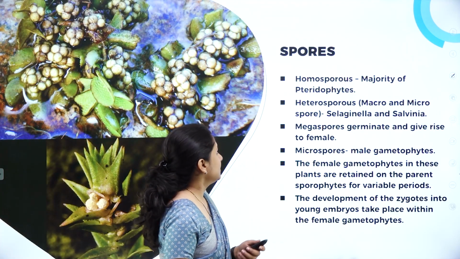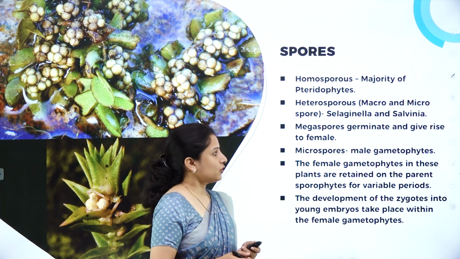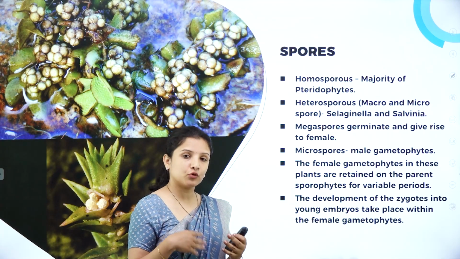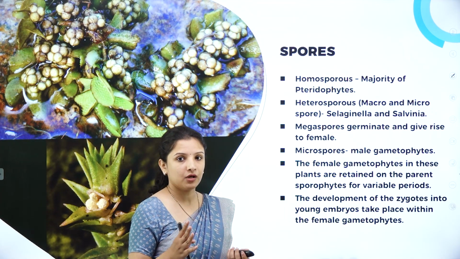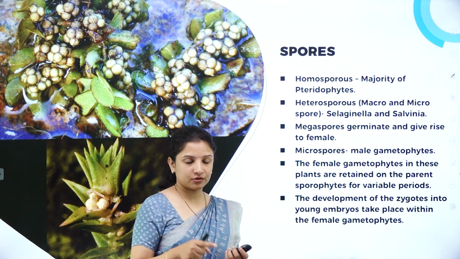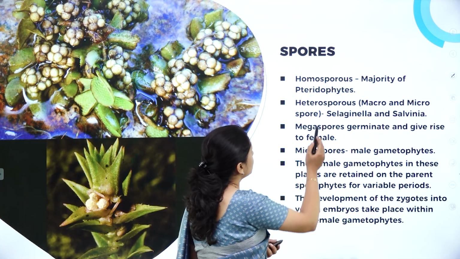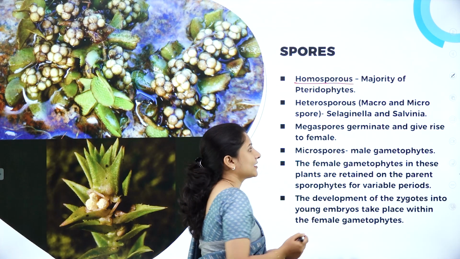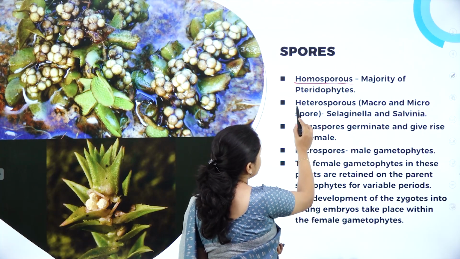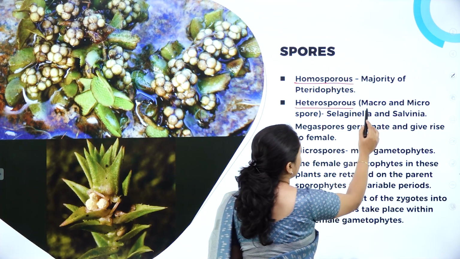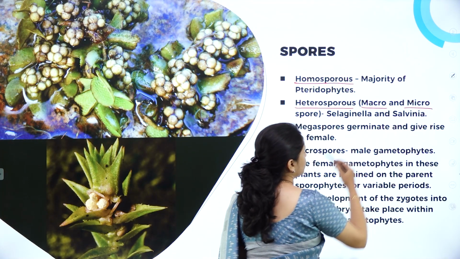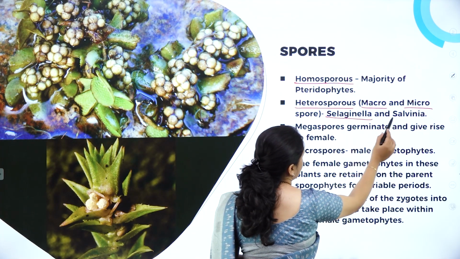This prothallus, so I was talking about spores, right? So we know that the prothallus is formed. That prothallus later on will develop into a gametophyte. So I told you they produce spores. So pteridophytes produce spores. The spores can be homosporous, that is, they can be of the same size or similar in look, or the spores produced can be heterosporous, where it can be a larger spore, that is a macrospore, or it can produce a microspore. For example, Selaginella and Salvinia.